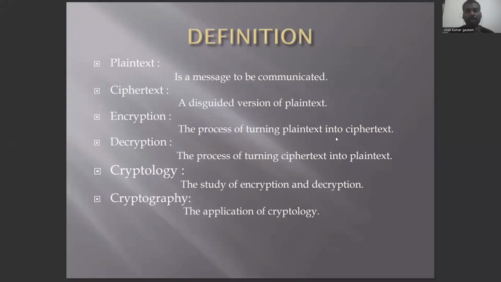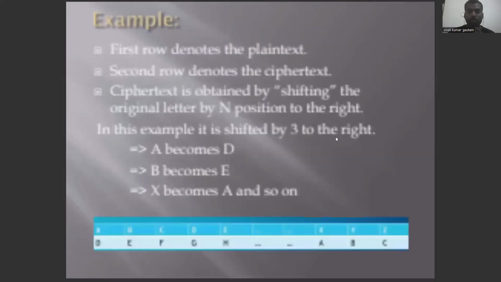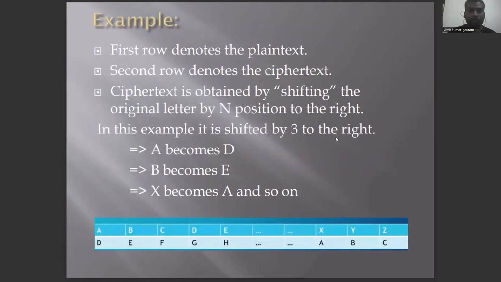Ciphertext is a disguised version of plain text, encryption is the process of turning plain text into ciphertext, and decryption is the process of turning ciphertext into plain text. Cryptology is the study of encryption and decryption, and cryptography is the application where we study cryptology. And this is an example of the Caesar cipher technique.